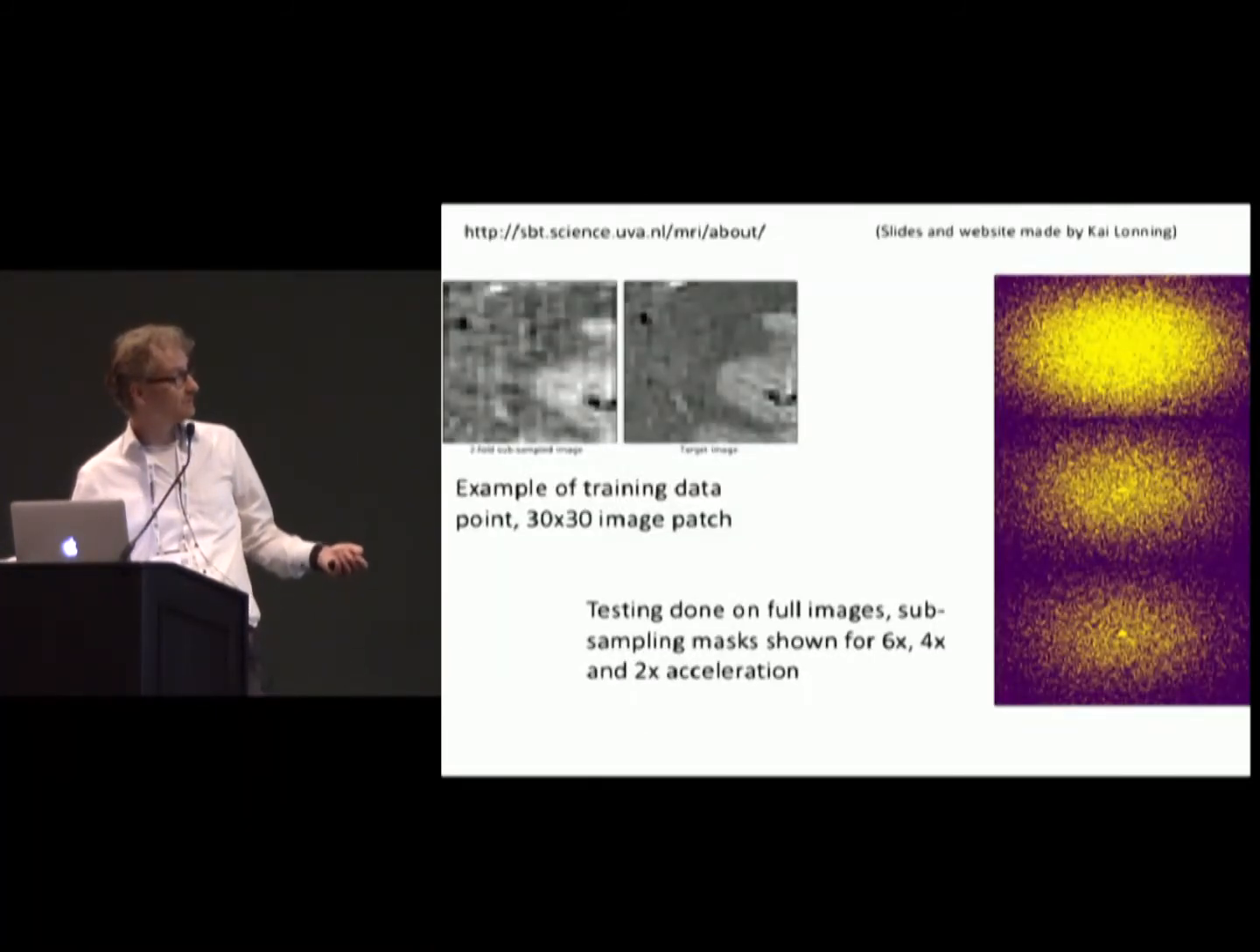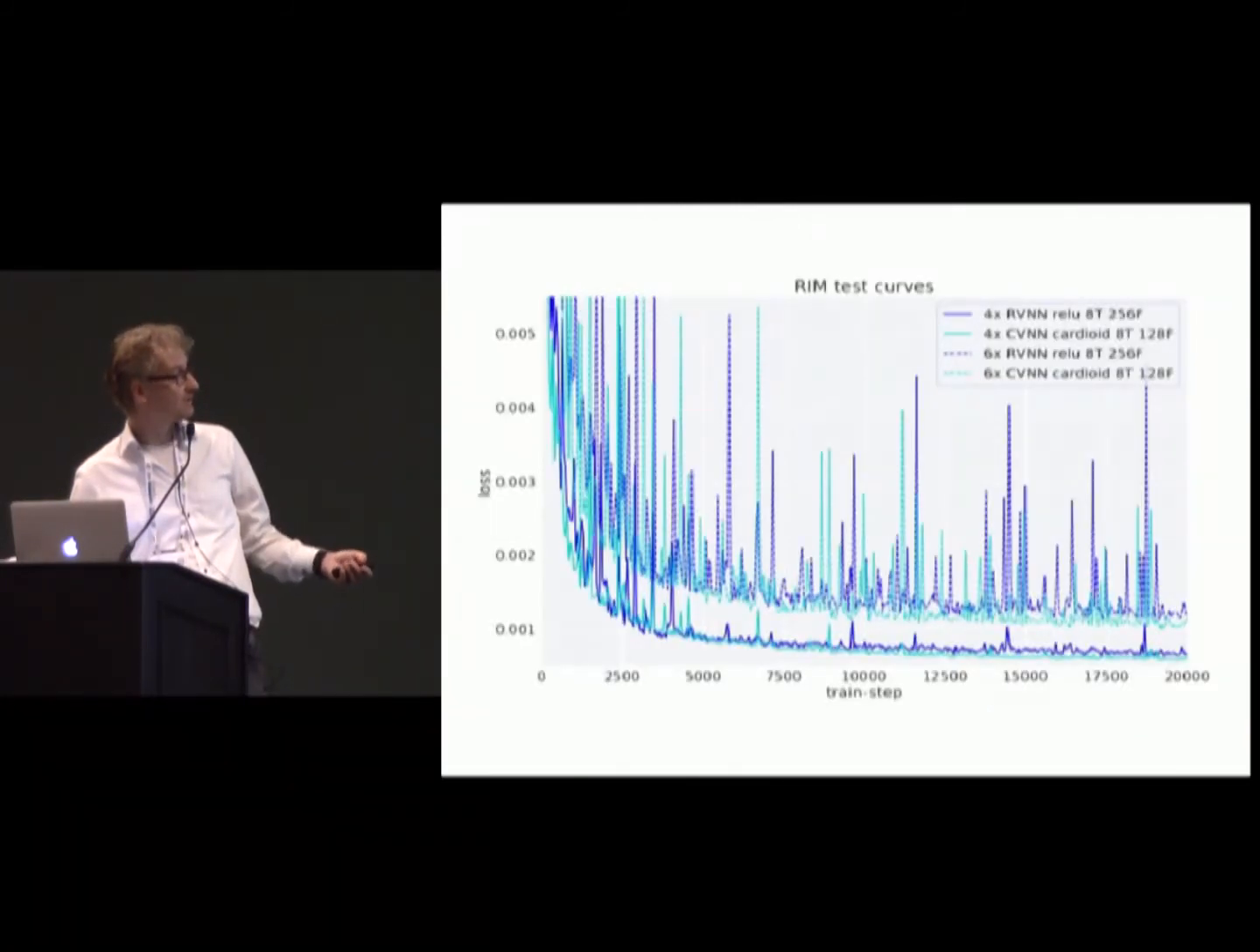So here you see the subsampling that we do. This is the original Fourier plane, and we have different versions of subsampling: up to 6 times downsampling of the Fourier measurements, 4 times downsampling, and 2 times downsampling. And this is the clean image, a patch of a clean image, which is the target, and this is the initial estimate based on a subsampled image.